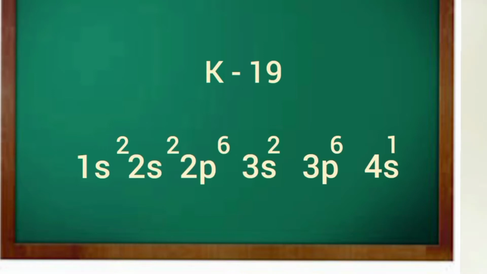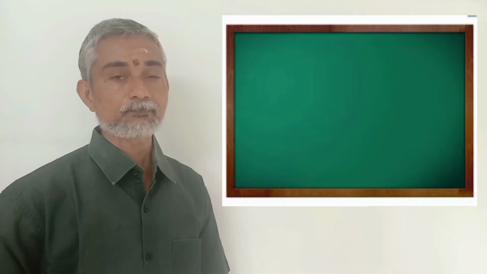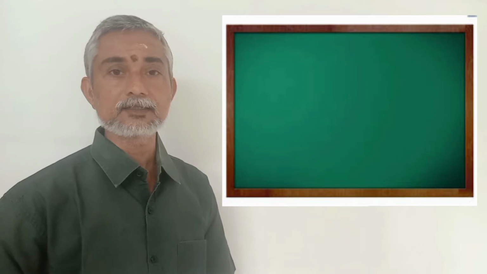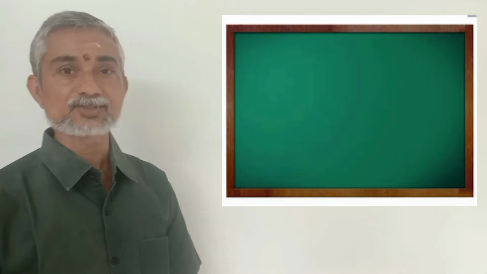Now you see, while writing the electronic configuration, the last subshell is coming after the d subshell. I have told you before that it is because of the energy level: 3d energy and 4s energy. 4s has less energy than 3d, so 4s comes first and 3d is written after it.